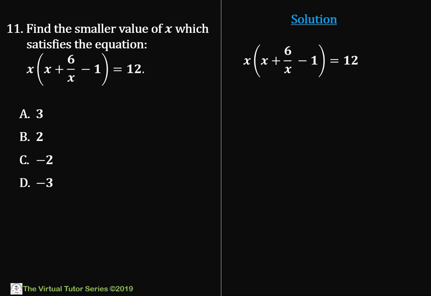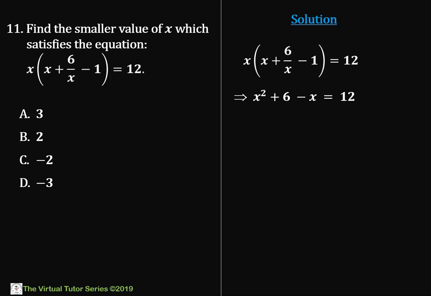Let's expand the bracket by multiplying x by x, 6 over x and negative 1. x times x is x squared. x times 6 over x is 6. And x times negative 1 is negative x. So our equation now becomes x squared + 6 − x is equal to 12.